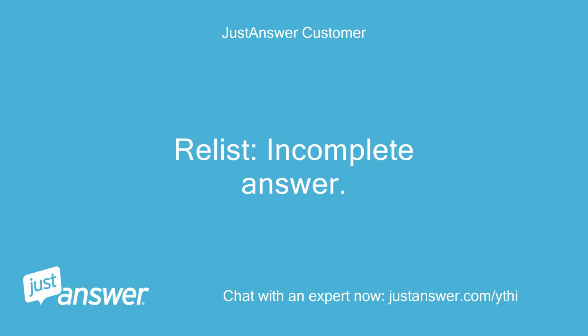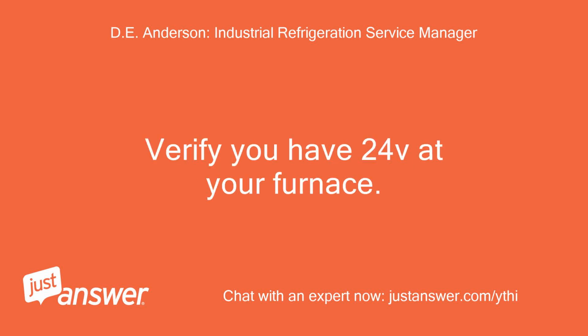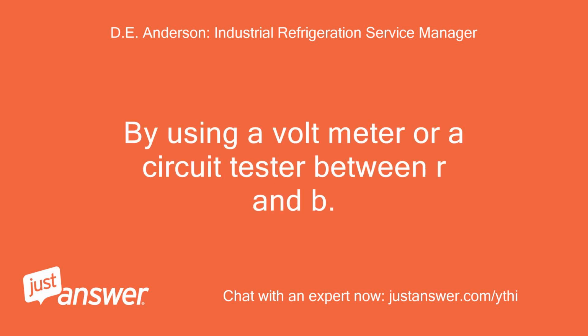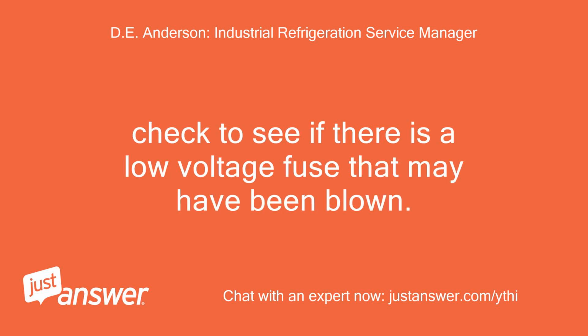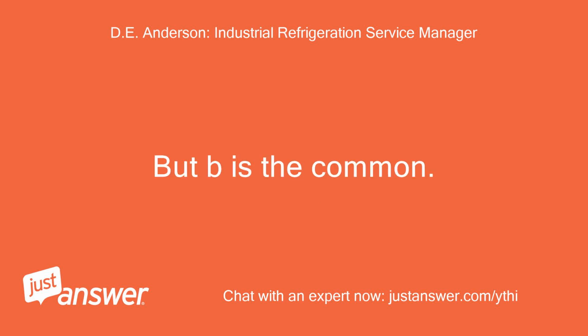Relist, incomplete answer. V is the C terminal. Verify you have 24V at your furnace by using the voltmeter or a circuit tester between R and B. Check to see if there's a low voltage fuse that may have been blown. You can also see if the transformer is warm to the touch, letting you know it is powered. But B is the common.